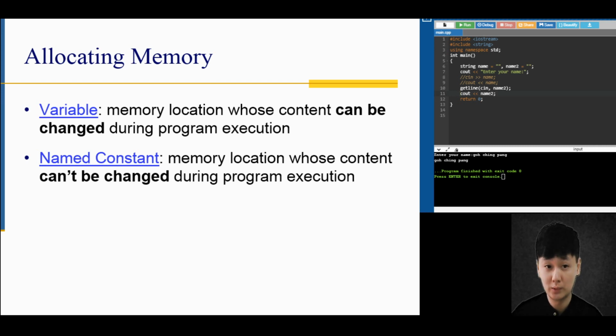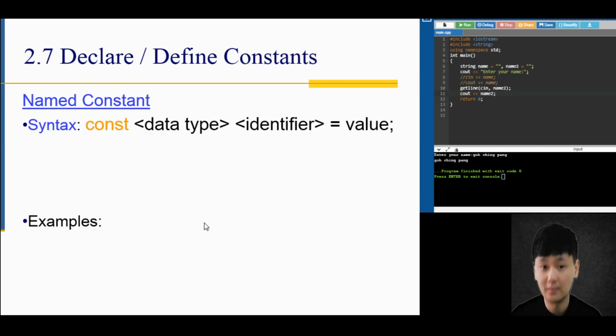So the difference between a variable and a named constant is that the value for a variable can be changed during the runtime, and meanwhile for a named constant, the value cannot be changed during the program execution. Okay, so here we have two methods to declare a constant. The first one declare, the second one define. So let's look at the first method first.